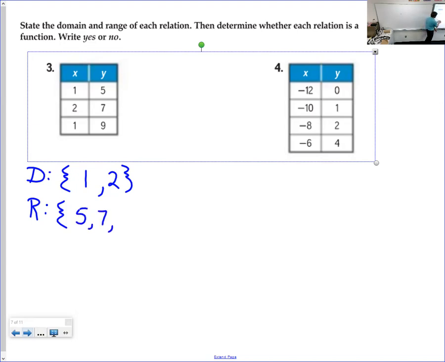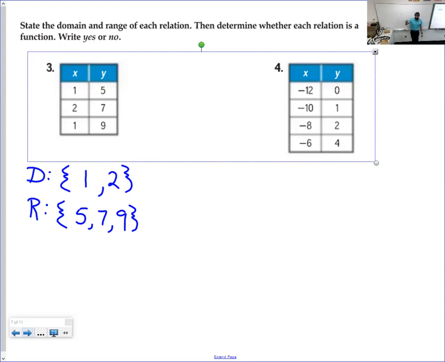5, 7, 9. When looking at domain and range, you can kind of see why a table might be nicer. They might not always be in order like they are here, right? But the domain is just the first column. The range is just the second column, right? So there's an ease about it, about not getting confused about the set there.